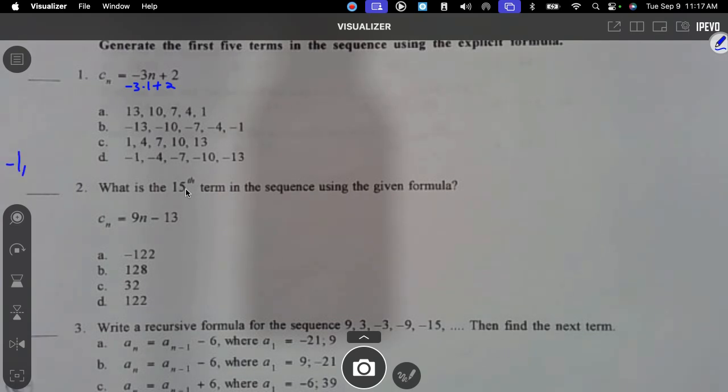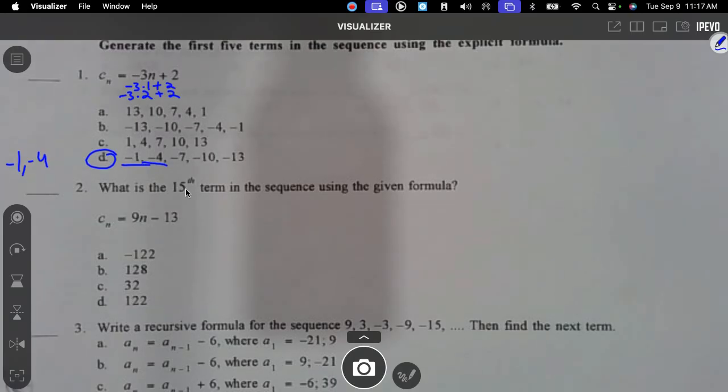What do you get for that? -1. Then, let's find the second term. -3 times 2 plus 2. What's that going to be? -4. But be careful. I see these answers, but they're saying that's the first term, right? So, this is the first term. That's the second term. Do we see our answer? Yes. I know that B is the same answer as backwards, but B is wrong because B says -13 is the first term. It's not. Does everybody get this one?